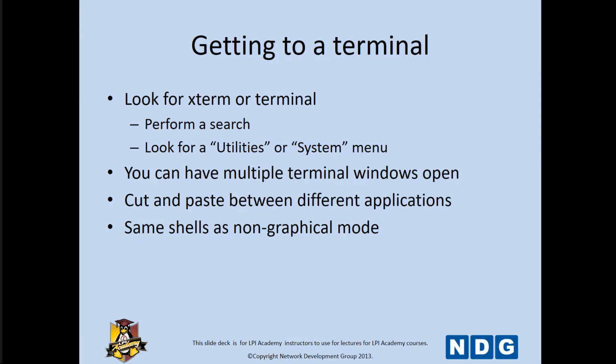So how do we get to a terminal? Normally, you can search for terminal. You can look for utilities or some type of system menu, and there should be a link for terminal there, depending on the distribution of Linux that you have. You should be able to cut and paste between the different applications and the different terminal windows. The same shells as non-graphical mode exist, so you can actually, in a graphical mode, run a non-graphical command shell.